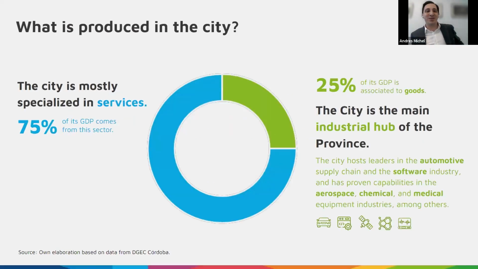And Córdoba's productive profile. The city is mostly specialized in services. 75% comes from services, 25% from goods. But I have to mention this important thing. The city is the main industrial hub of the province. Maybe more or less 50% of the industrial production of the province is based in Córdoba city.